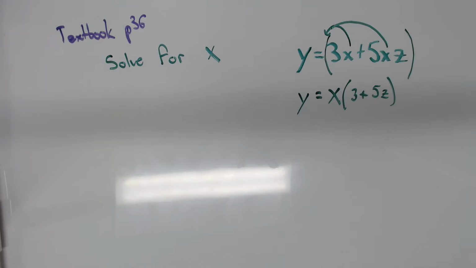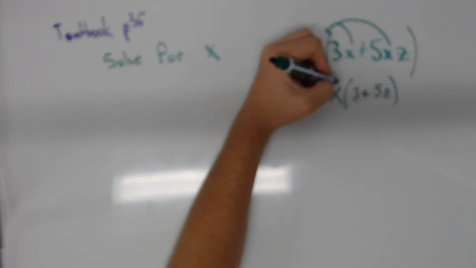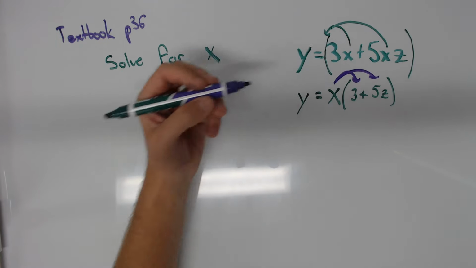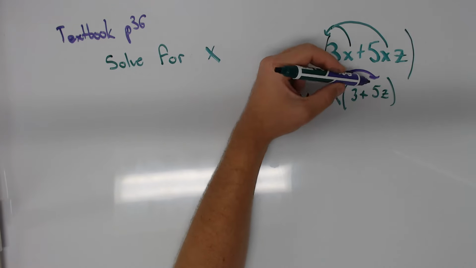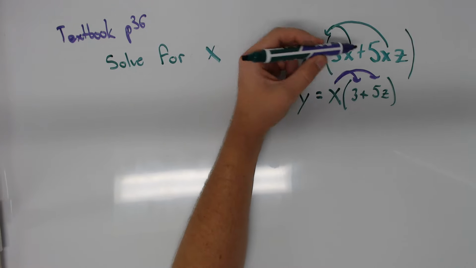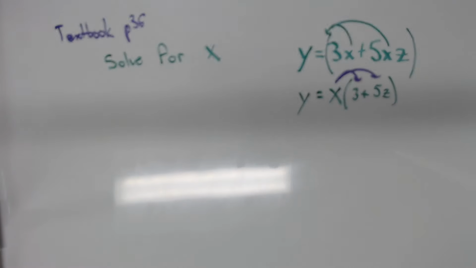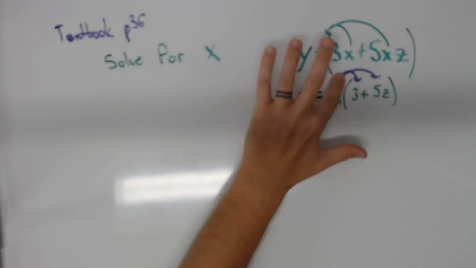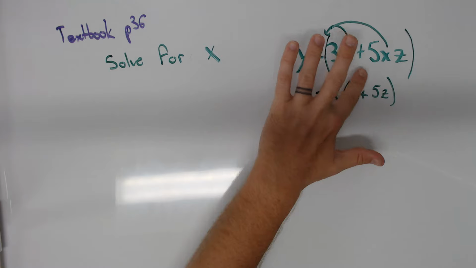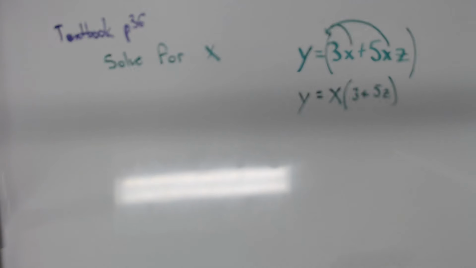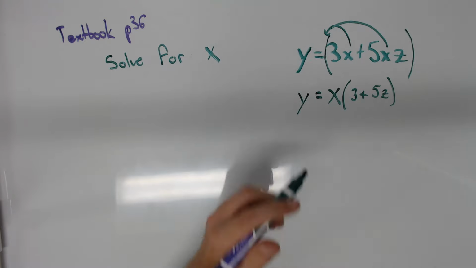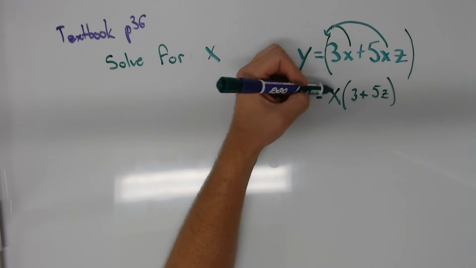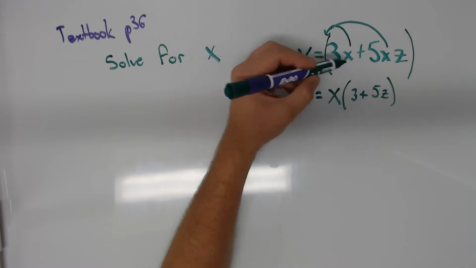So now what I want you to picture for yourself, and this is just to convince you that it's working, is what if I distributed x back in? 3 times x is 3x, 5z times x is 5xz. That's how I would multiply with that variable. I'd come out to what I just had before this. So this is simple factoring, when you just pull like variables, like factors, out of different parts of an equation.